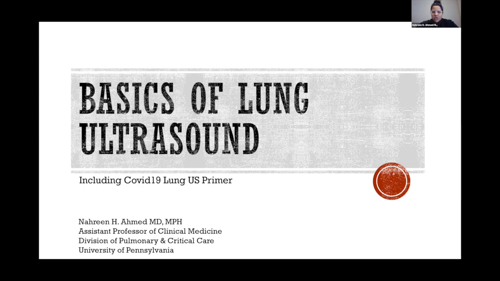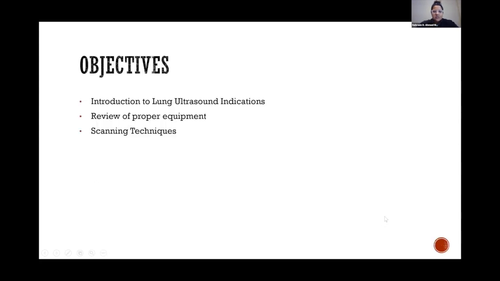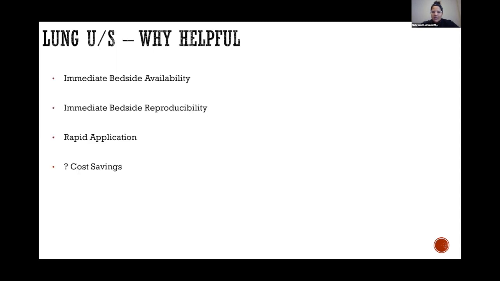What I'll cover, just because I'm not entirely sure of the background of everybody on the call, is this: when I do these lectures, I usually start off with the basics so that we're all on the same page. The objectives I'll be covering today are twofold. I'll introduce lung ultrasound and its indications, and review the proper equipment, though I'm not entirely sure what devices are available on the ground. This should cover the basics of that, as well as scanning techniques.